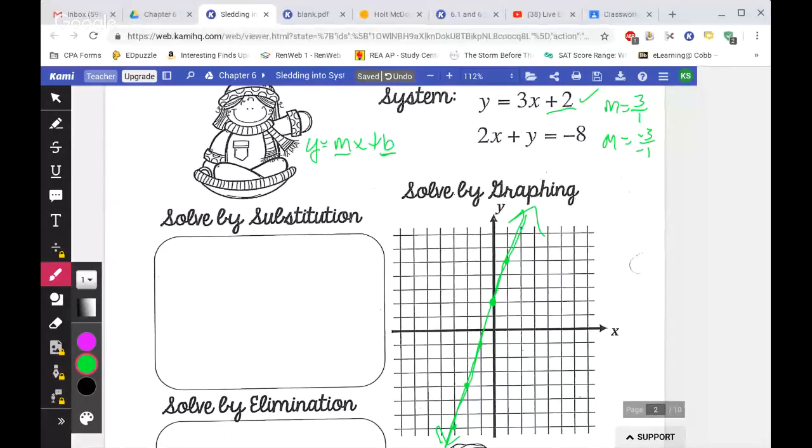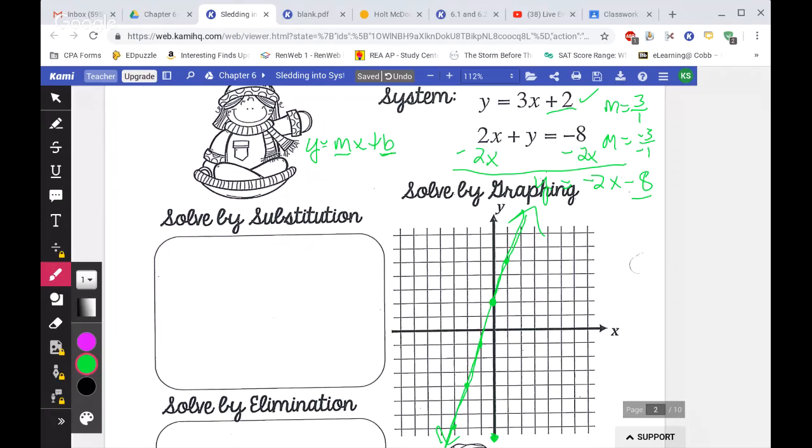And then the second one you need to put in slope intercept form. Y equals negative 2x minus 8. All right. So now we're going to plot this negative 8, which I don't think it quite goes there, but 1, 2, 3, 4, 5, 6, 7, 8. And it really doesn't. That's way down here.